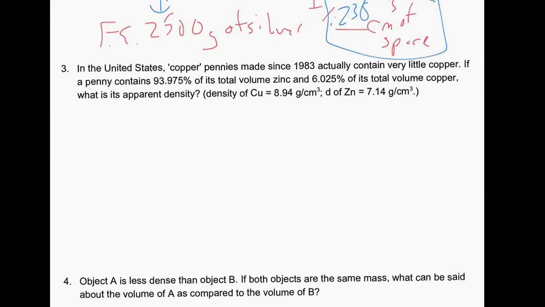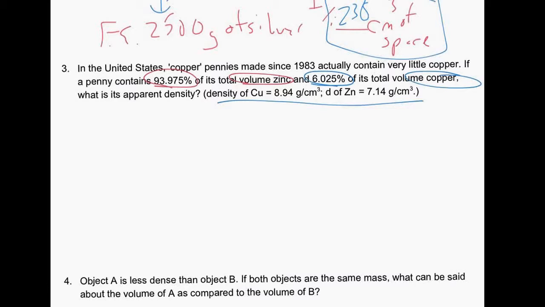In the United States, copper pennies made since 1983 actually contain very little copper. If a penny contains 93.975% of its total volume zinc, and then the other percent is actually copper, what is the apparent density? So they want to know, here are the two densities of those two metals. Now we've got a little bit of work we've got to do in order to figure out all the rest.